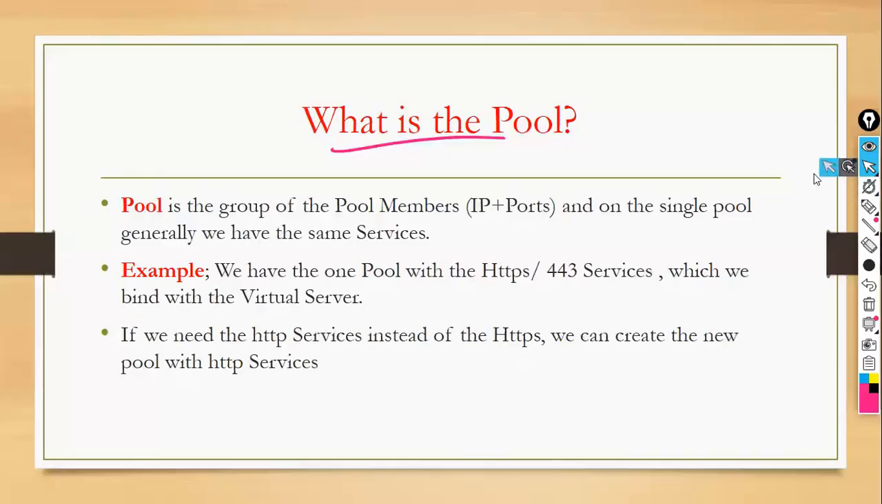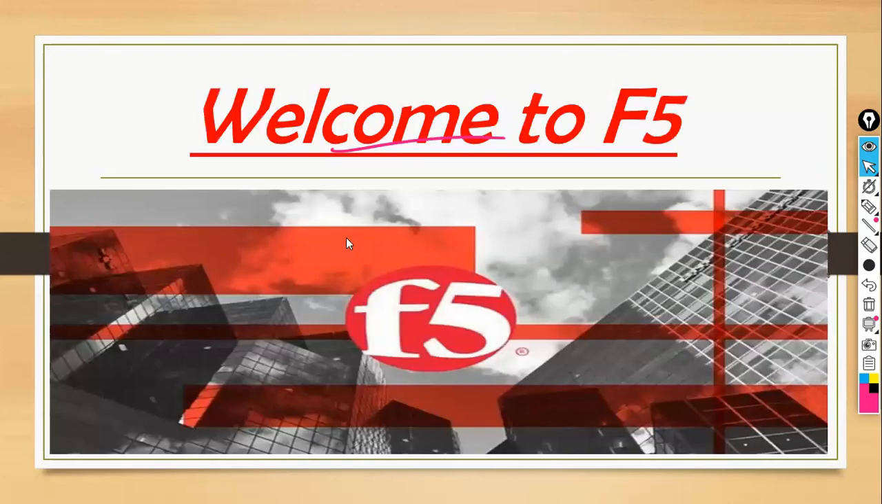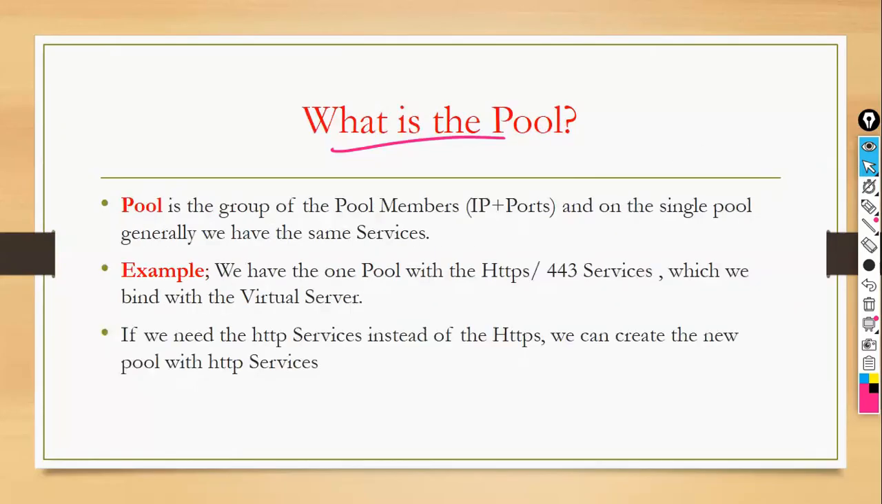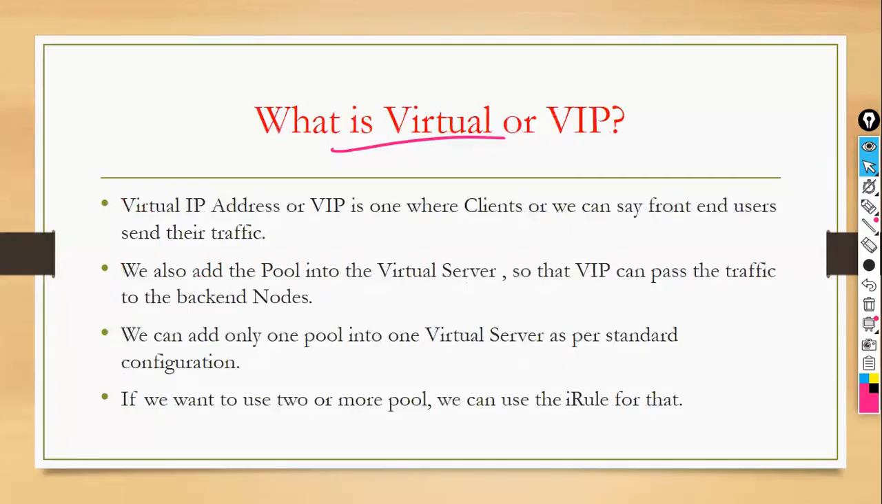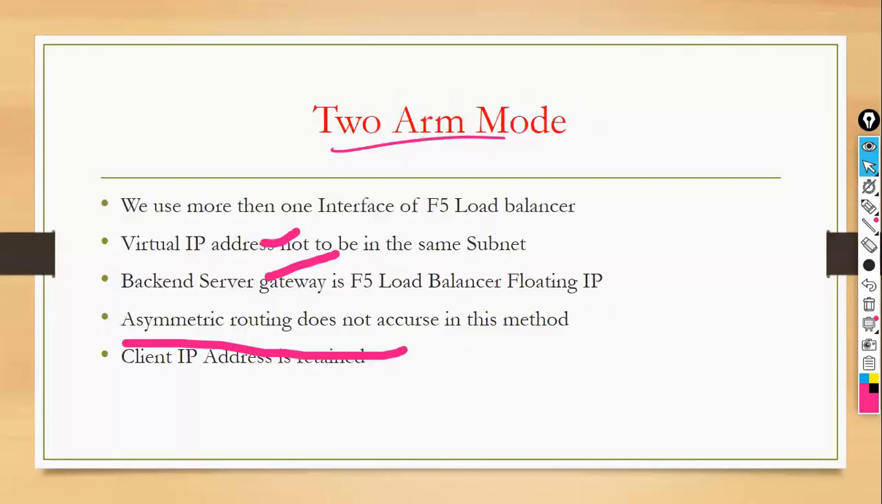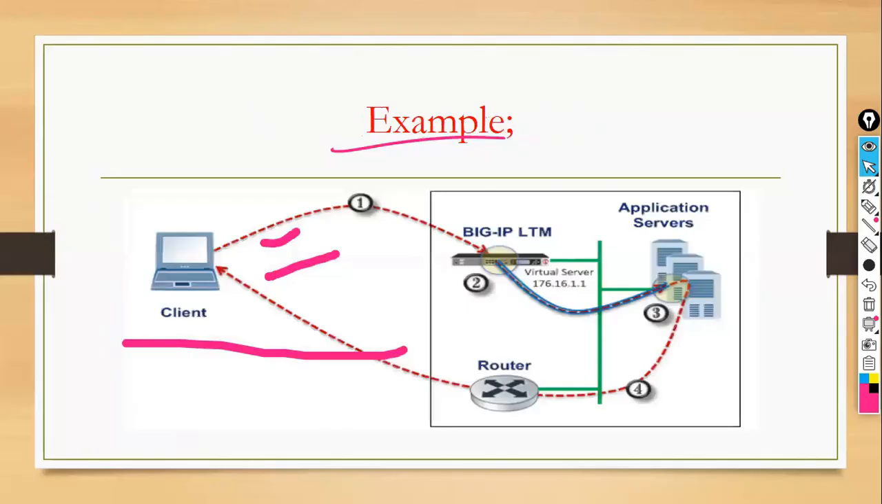Okay, so just to recap what we did yesterday. We learned what is a node, what is a pool member, what is a pool, what is a virtual server, or we can say VIP. After that we discussed deployment: one arm deployment, two arm deployment, and path. After that we discussed in detail one arm, two arm, and path.